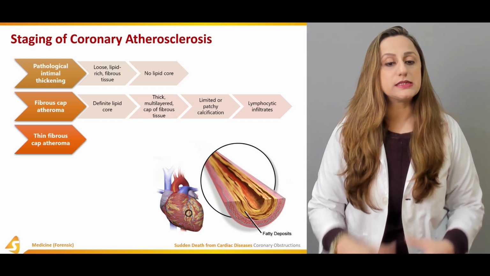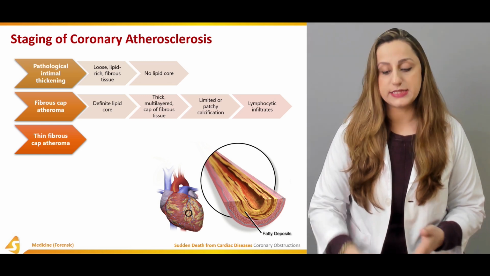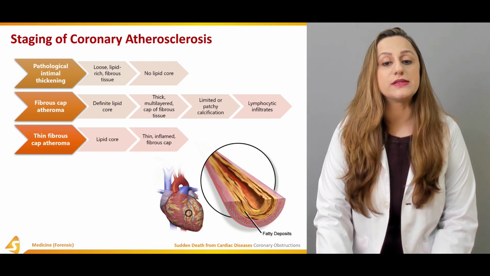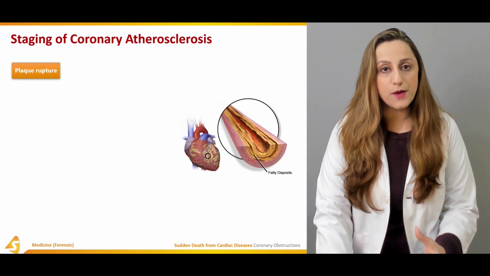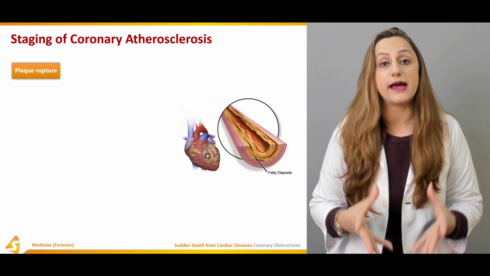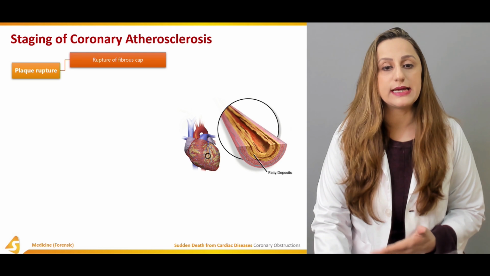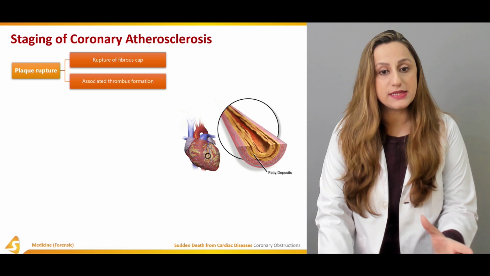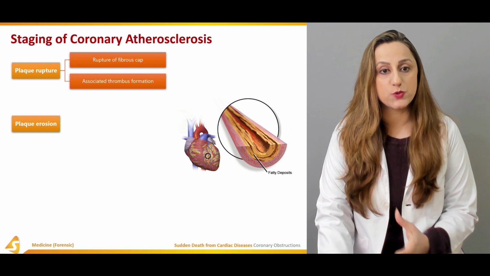Moving on, we have the third stage, an even more advanced stage, that is the thin fibrous cap atheromatous stage, in which we have the lipid core along with a thin inflamed fibrous cap. So there are a lot of complications that can occur after this staging and after the atheromatous plaque has been formed. The plaque, first of all, can rupture. It is one of the complications that can occur at this level. The rupture of the fibrous cap can take place. There can also be an associated thrombus formation.